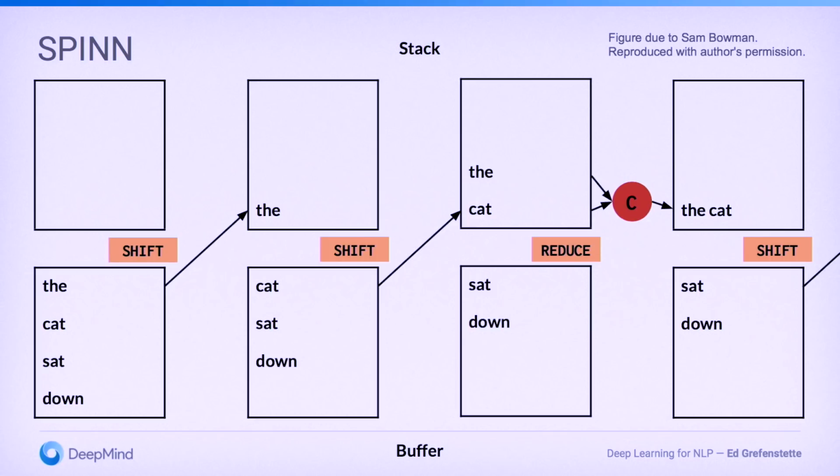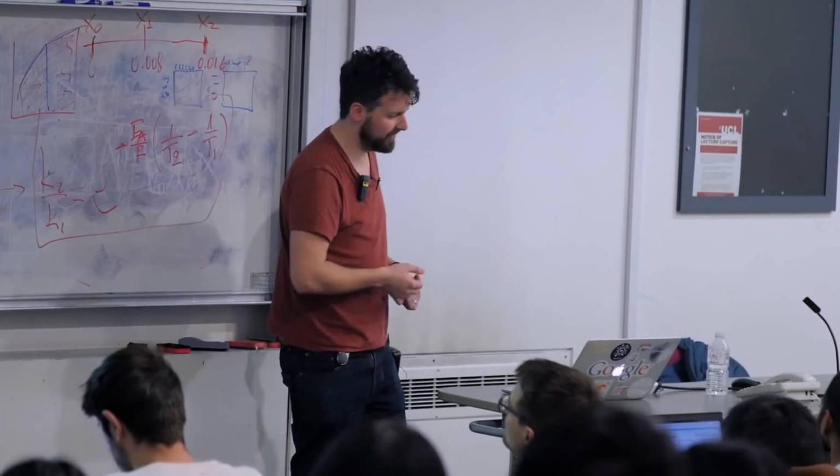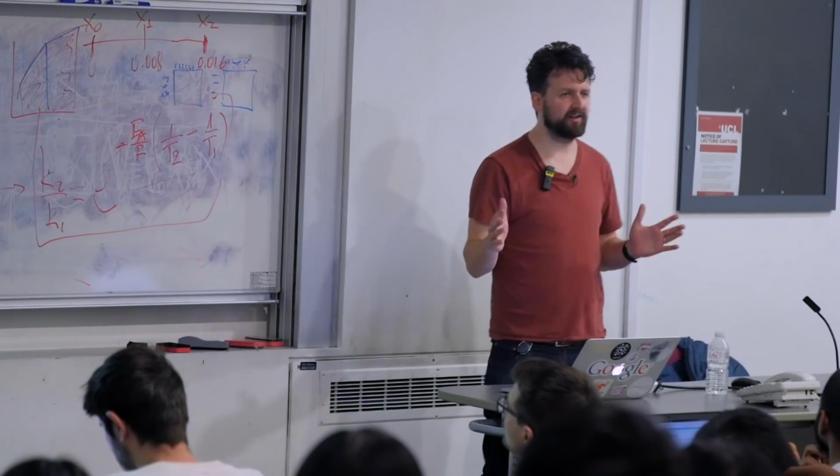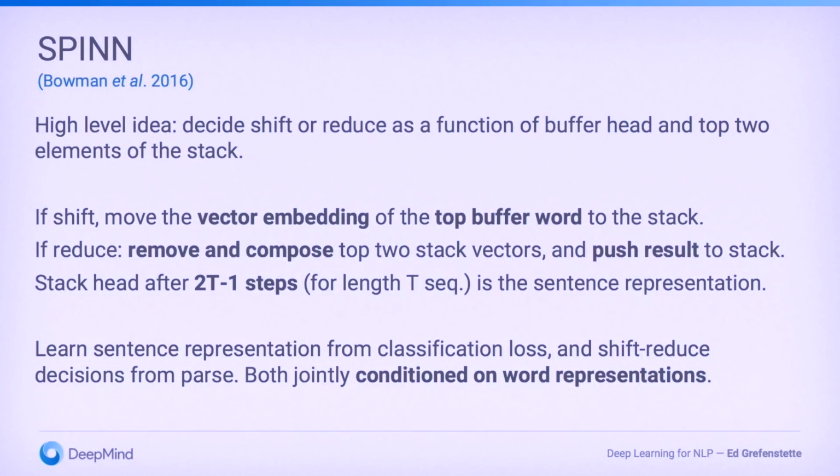If you have some way of predicting the shift and reduce operations, you can jointly parse and compose, and then try and train both based on the representation you have at the end here. So the high-level idea of SPINN is about doing just that. At training time, you still have trees, so you know the shift-reduce ground truth.